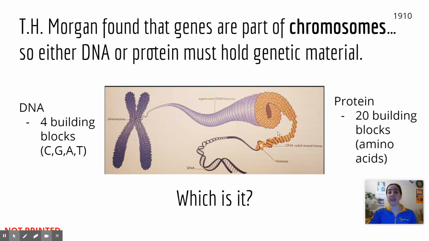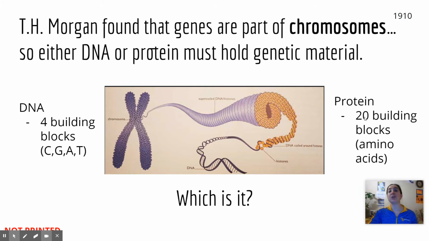That's the yellow in here. So they knew chromosomes were made of both DNA and proteins, so they knew that the genetic information had to be one of those. Well, what they knew at this time and over the next couple decades was that DNA was made of four main building blocks, the C's, G's, A's, and T's. And it was usually pretty uniform in structure and seemed to have similar types of functions. It was pretty much the same all the time.